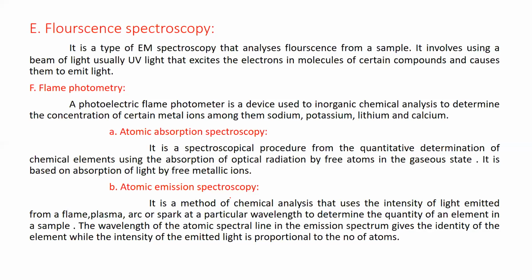And second one is atomic emission spectroscopy. It is a method of chemical analysis that uses the intensity of light emitted from a flame, plasma, arc, or spark at a particular wavelength to determine the quantity of an analyte or element in a sample. The wavelength of the atomic spectral line in the emission spectrum gives the identity of the element, while the intensity of the emitted light is proportional to the number of atoms.